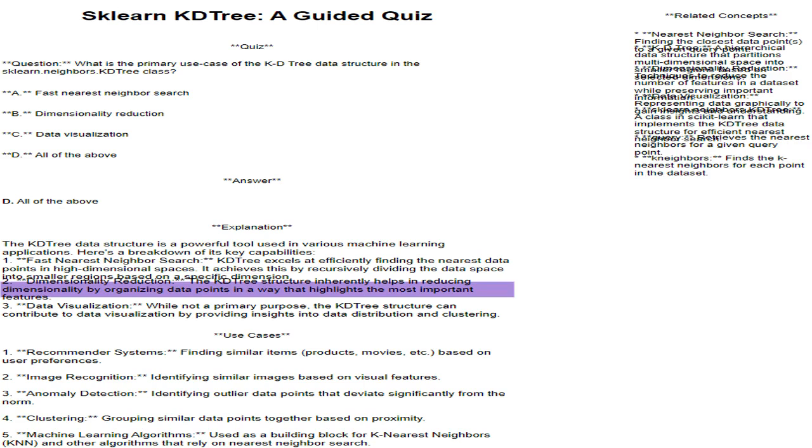Imagine a dataset with 100 features. Applying dimensionality reduction techniques can reduce the number of features to, say, 10, while retaining most of the original information. This can significantly improve the performance of machine learning algorithms that operate on high-dimensional data.